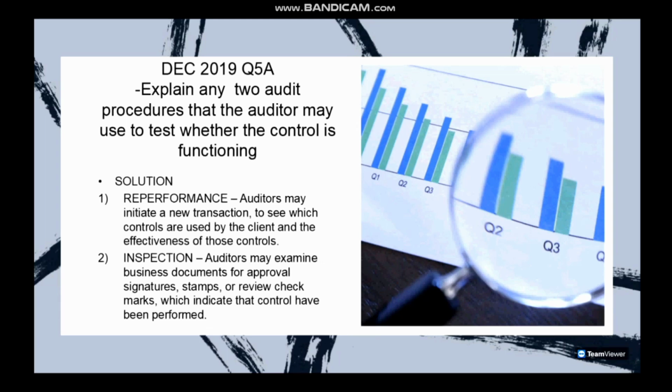The auditor may examine business documents for approval signature, stamp, or review check mark, which indicate that the control has been performed. That's all from me.